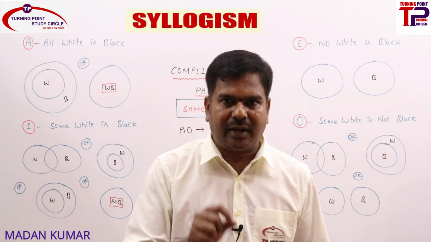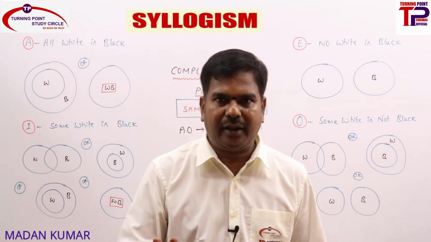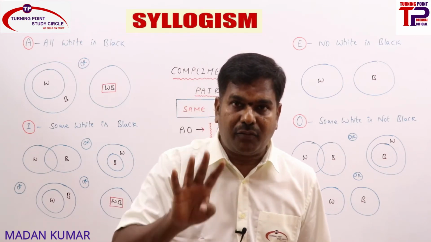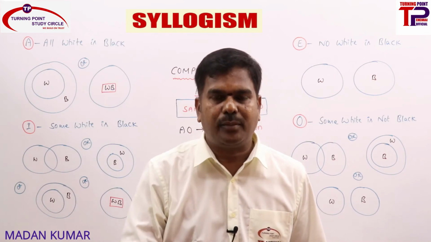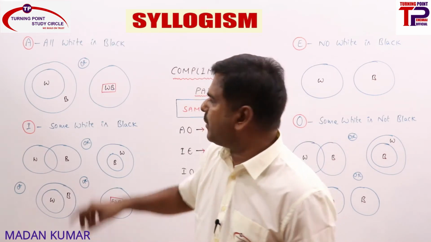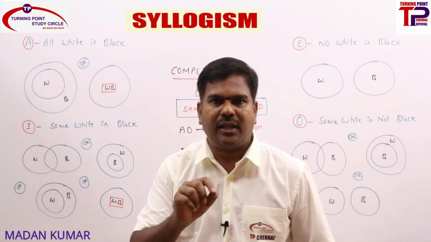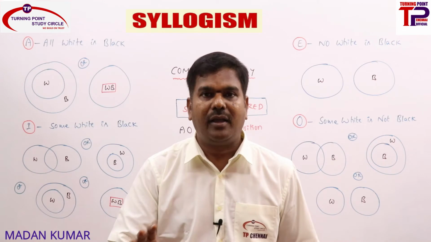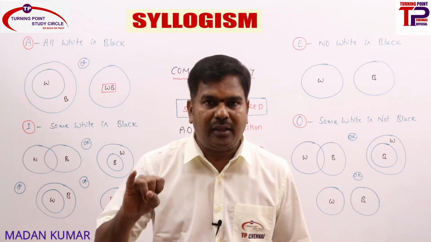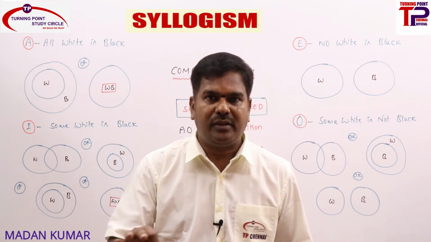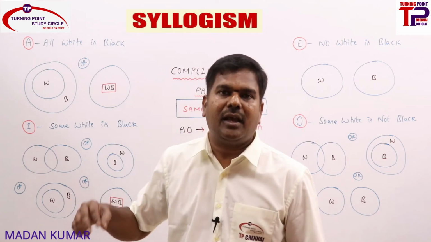Wherever A statement is right, those diagrams we are just striking off. So here we need to consider the Venn diagrams of all 4 statements, not only A. Wherever all white is black is right, those Venn diagrams we are striking off. That means they are all wrong. And from the remaining Venn diagrams, we need to check whether I is right or E is right or O is right. That is how we are concluding that whenever A is wrong, the other one must be right.